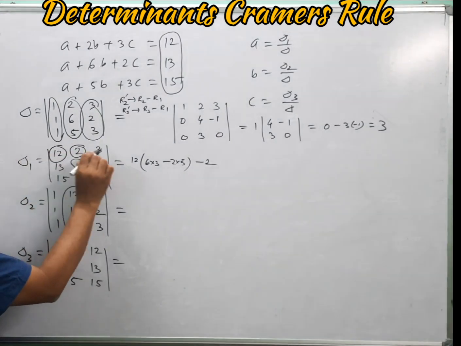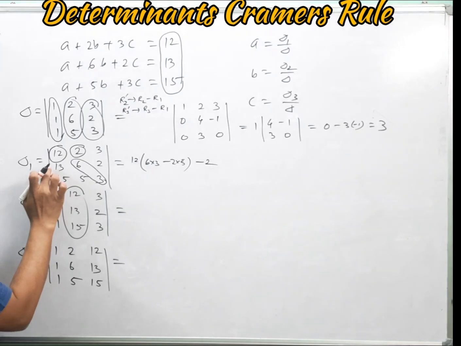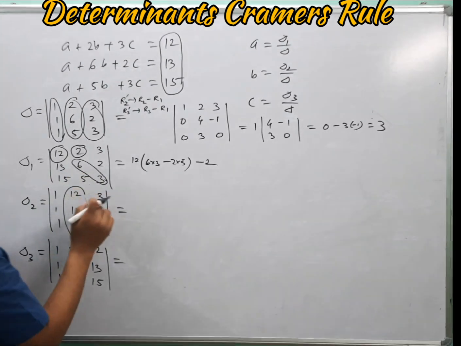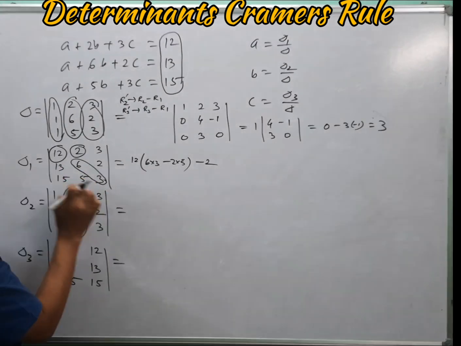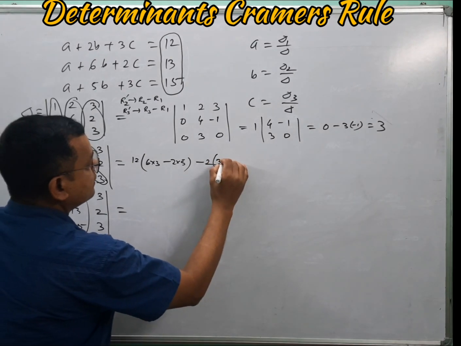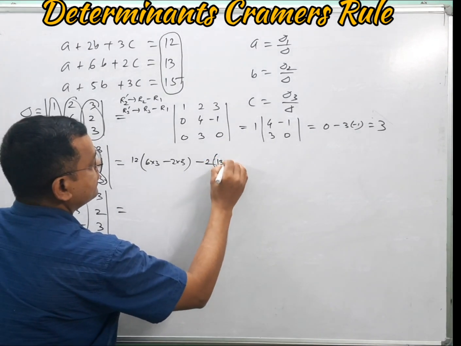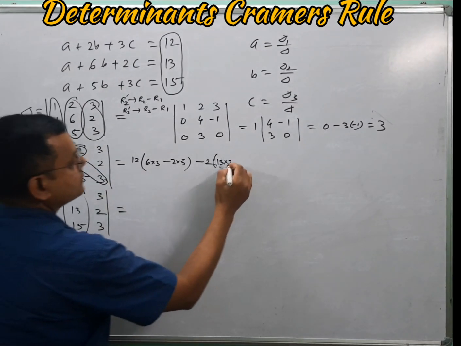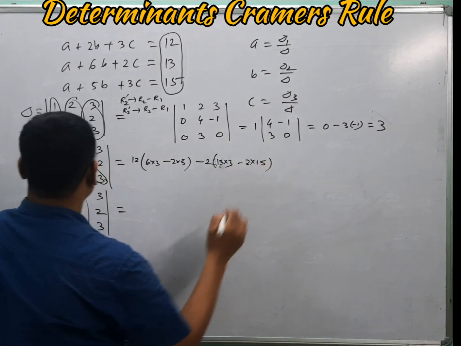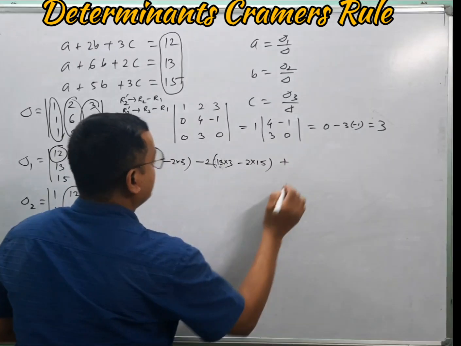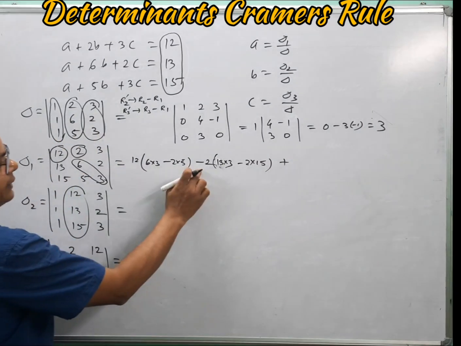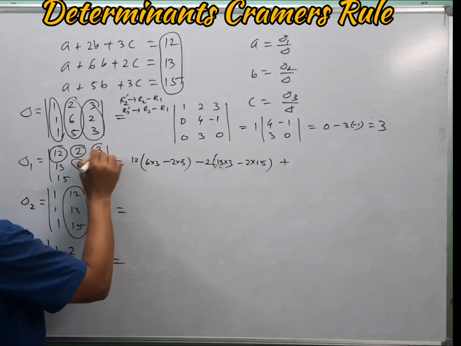Next we will take minus 2. Now I am taking this one. When I take this one, leave this row, leave this column. What is remaining? 13, 2, 15, 3. That means 13 and 3, we are getting 13 into 3 minus 2 into 15. And next we are taking plus. The sign will be first plus, then minus, then it will be plus. Again, I am taking 3.